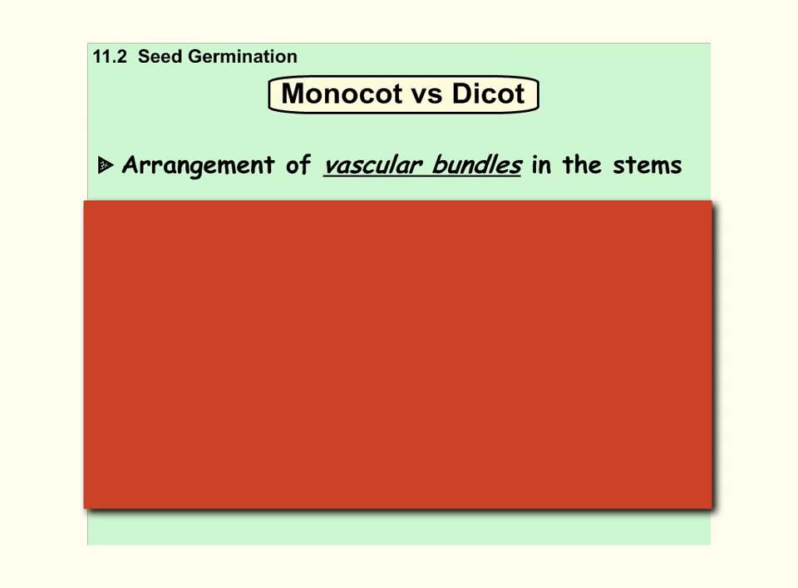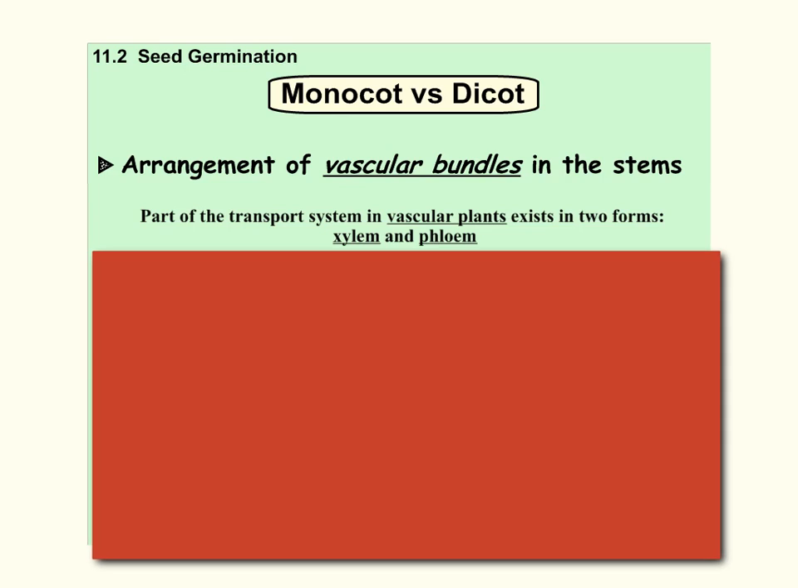Arrangement of a vascular bundle is very important in plants. And we're going to be looking at the stems, which is not the flowering part and it is not the leaf. It's what everything branches off from. And if you take a look, part of the transport system in vascular plants exists in 2 forms. This is probably something that you learned in middle school. The 2 buzzwords you need to understand are xylem and phloem.